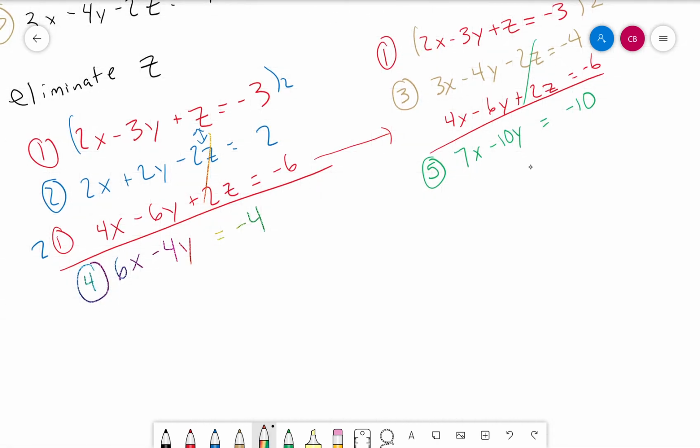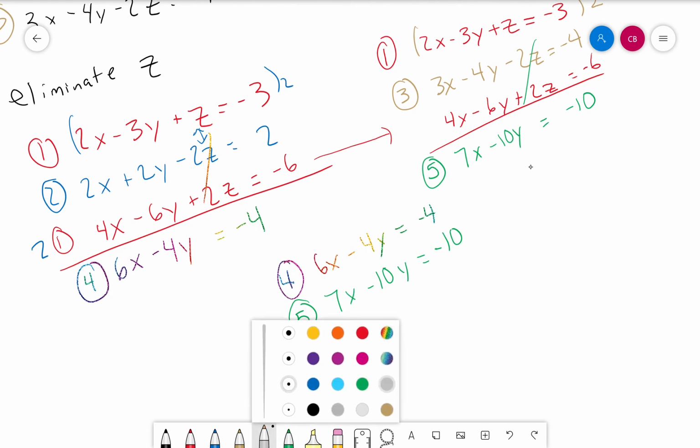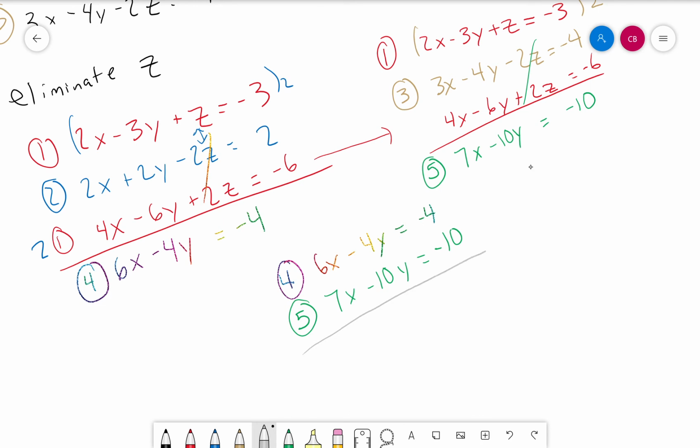Now we've got 4 and 5, so 4 is going to be 6x minus 4y is equal to negative 4. And number 5 is 7x minus 10y is equal to negative 10. We need to eliminate x or y, so I'm going to eliminate x. I want a new equation that's going to solve for y. So we're going to times this one by 7 and this one by negative 6. I want one to be positive, one to be negative.